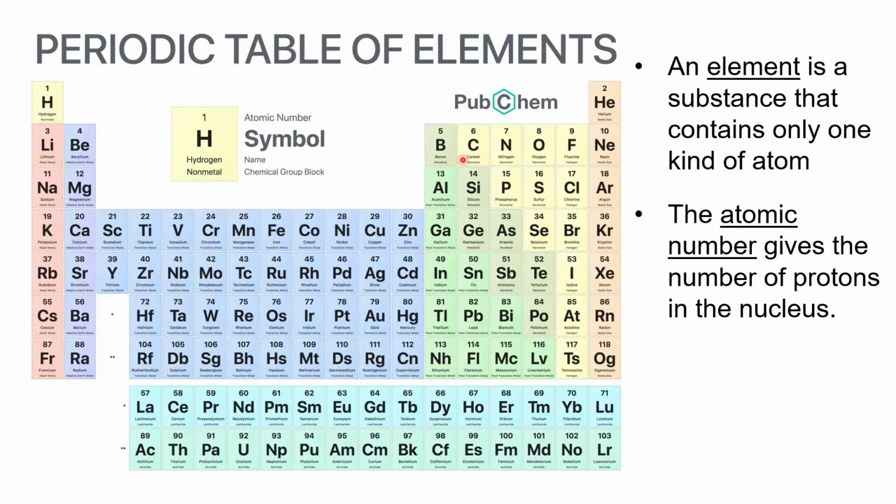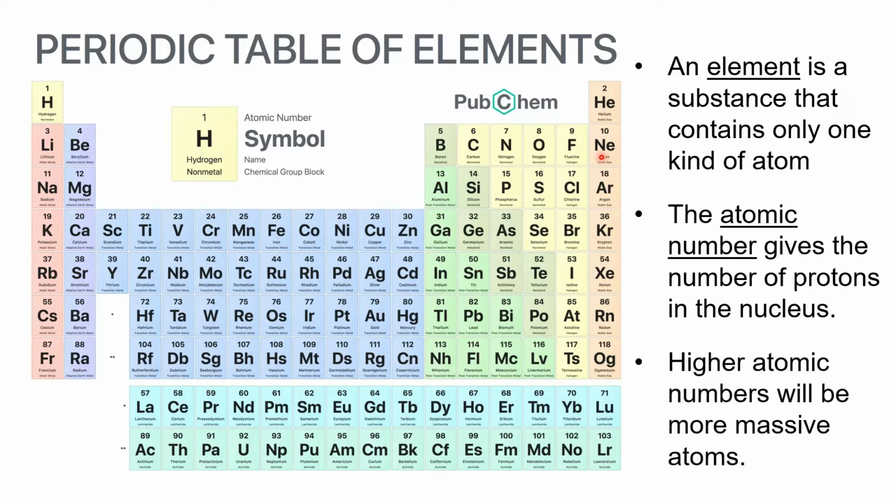I told you that the nucleus dominates the mass or the weight of the atom. And inside the nucleus we have the protons and neutrons. So if each one of these numbers, as I move up here, is adding another proton, that means I'm also adding to the total mass or the total weight of the atom. So what you can do is assume that higher atomic numbers will be more massive atoms. So at this top part of the table where we have lower numbers, these are going to be the lighter atoms. And then down here, these are going to be the heavy atoms.